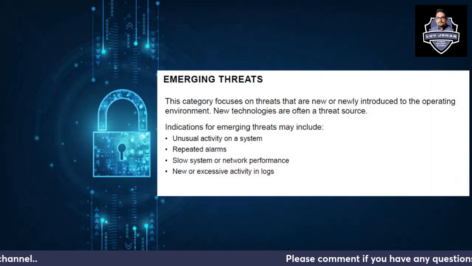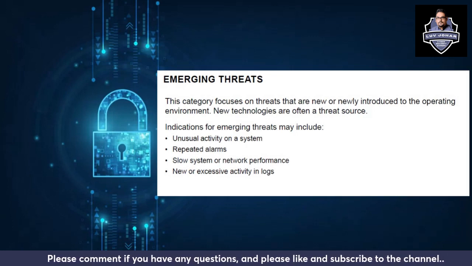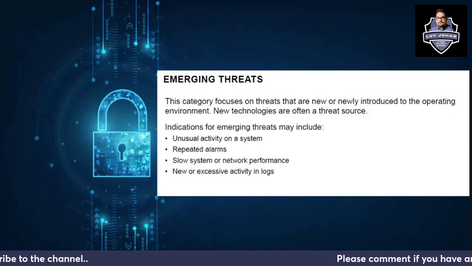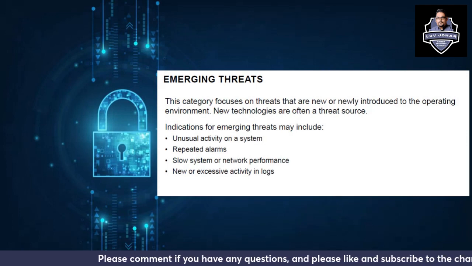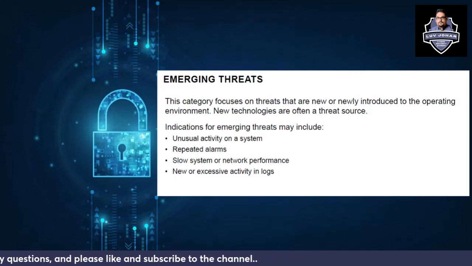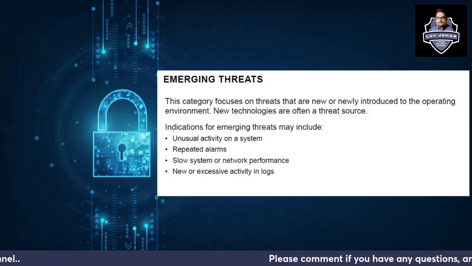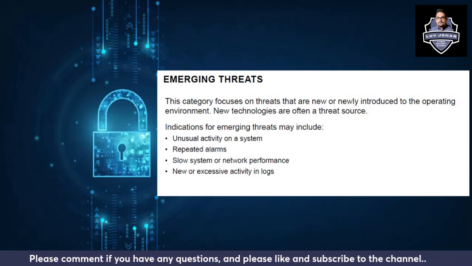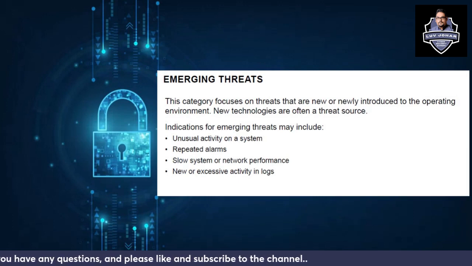Then you have emerging threats. This is a new category of threats which are just upcoming. How would you recognize them, because these are emerging and new to the environment? You just have to understand them. Zero day attacks are emerging threats. Unusual activity on a system, where all of a sudden the system slows down, is part of emerging threats, because these are unusual activities happening all of a sudden. New or excessive activity in the logs, repeated password failure attempts, repeated access logins of users who have already left the organization. Many things could be there, so you have to be cautious about emerging threats as well.